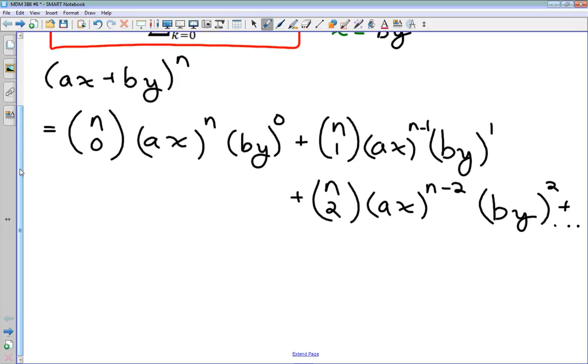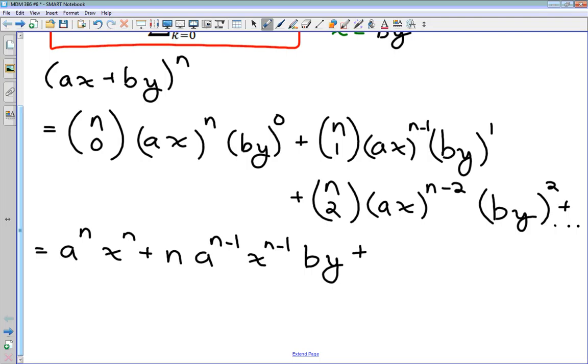Where should I go from here? Well, I can simplify these things a little bit. I know that n choose 0 is just going to be 1, so in this first term, I just apply that exponent n to both the a and the x, so I get a^n, x^n, and (by)^0 is just 1. My next term, I've got n choose 1. That's just going to be n. And then I can apply this exponent of n minus 1 both to my a and my x. So I'll have a^(n-1), x^(n-1). And then I'll have a b and I'll have a y.